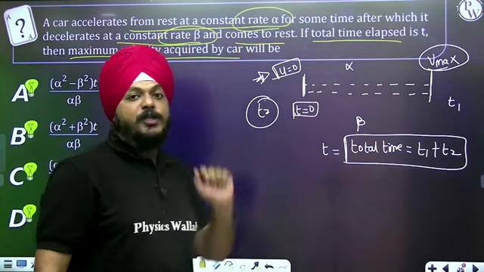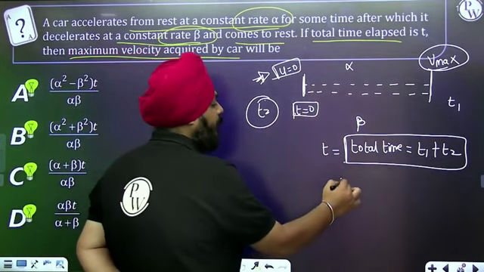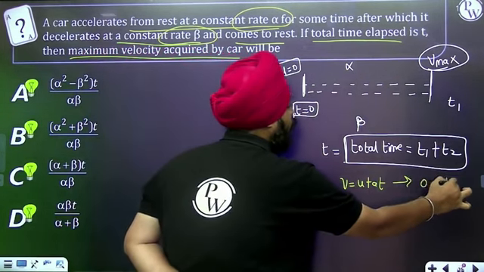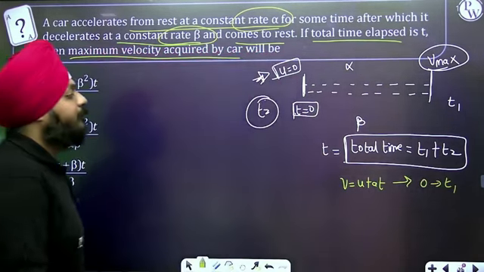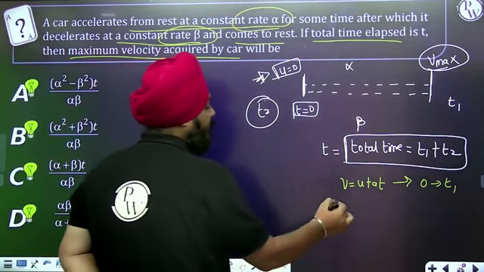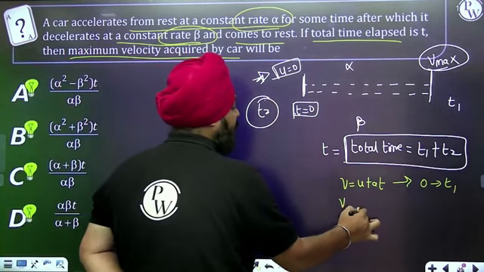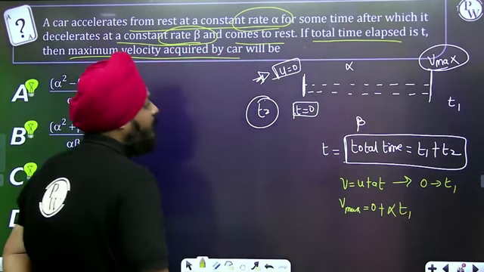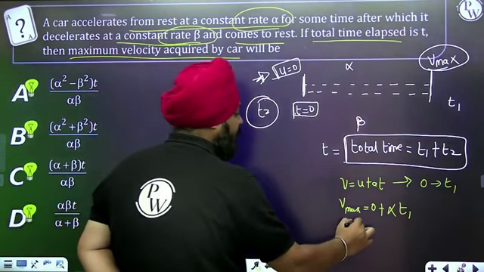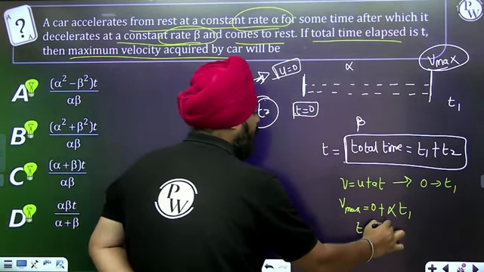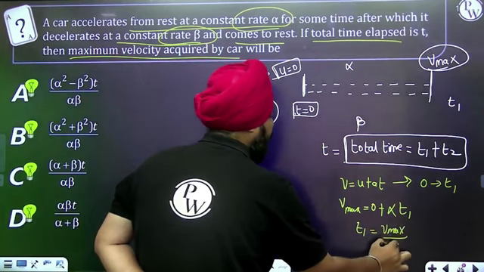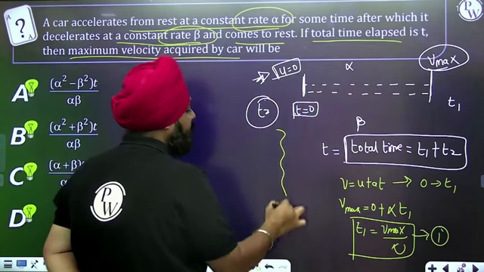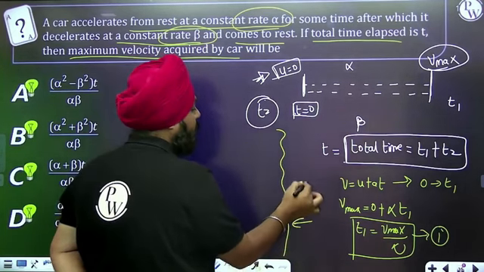Can we use the first equation of motion here? v is equal to u plus at for the time interval 0 to t1. Can we say final velocity is Vmax, initial velocity is 0, acceleration was alpha, time is t1. So can I say t1 is equal to Vmax divided by alpha? Can I consider this as equation number 1? Yes, I can consider this as equation number 1.